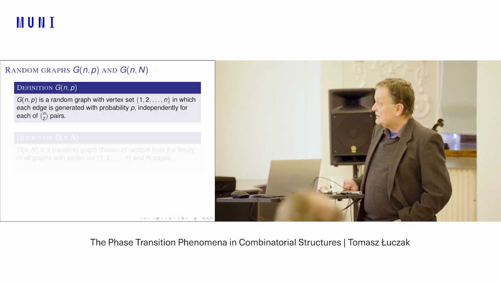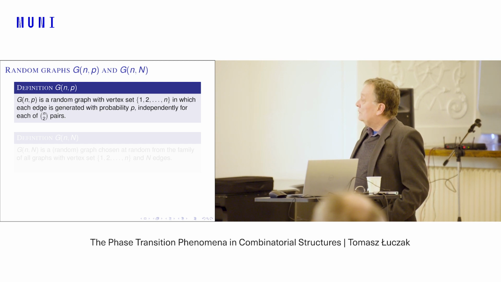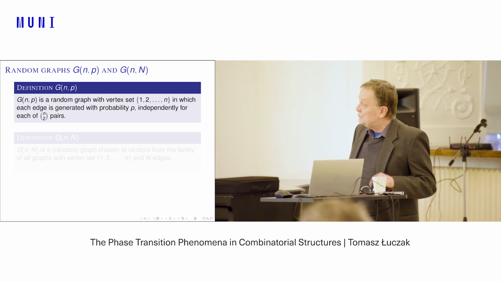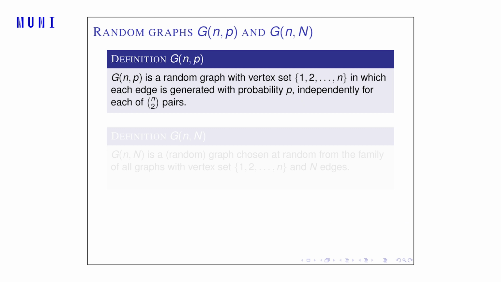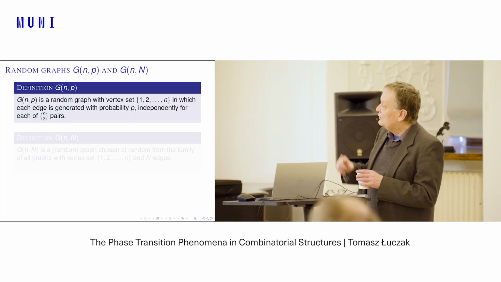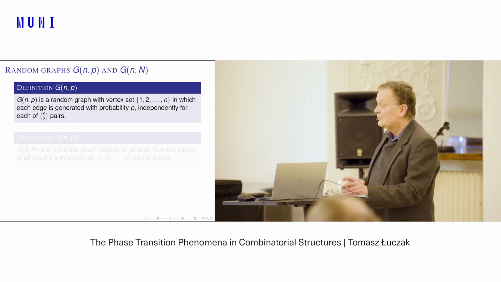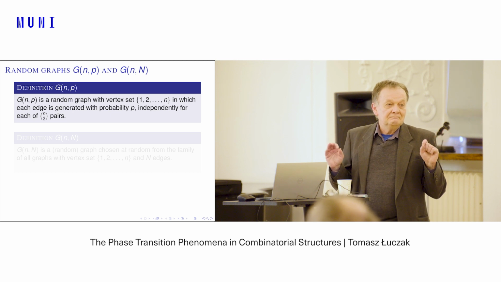So here is his model. From now on, we will be working with the graph G(n,p), and G(n,p) is a random graph on vertex set 1 to n, in which for each pair we put the edge with probability p, and we don't join the two with probability 1 minus p, independently for each pair. So there is no geometry here.